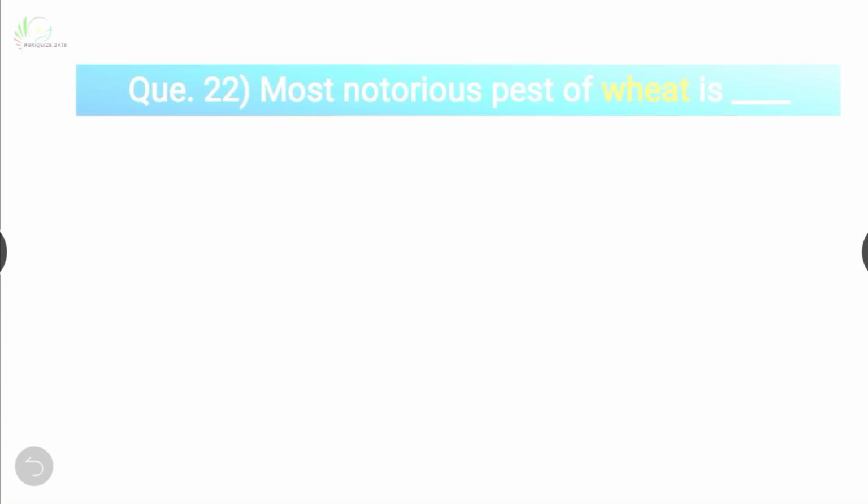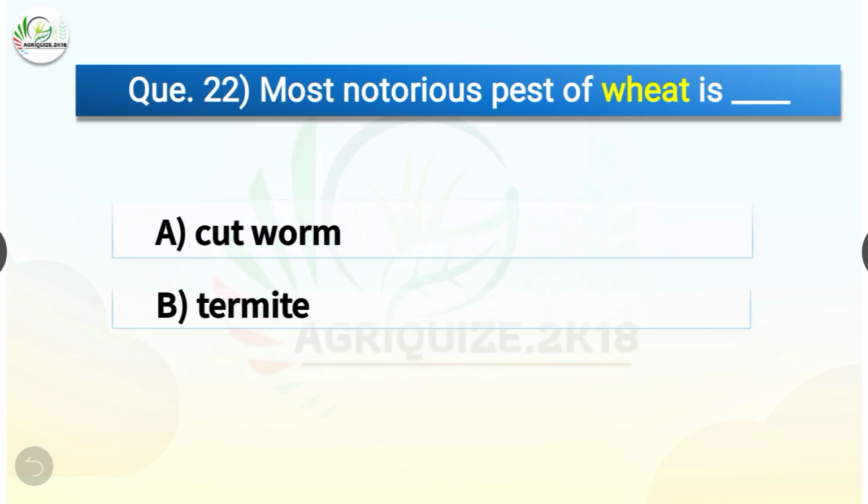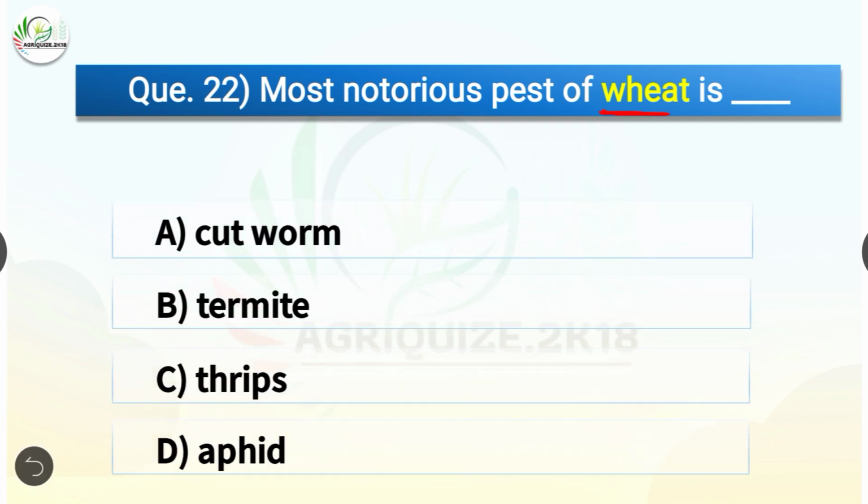Question number 22. Most notorious pest of wheat is dash. The options are cutworm, termite, thrips, or aphids. The correct answer is option B, termite. So most notorious pest of wheat is termite.